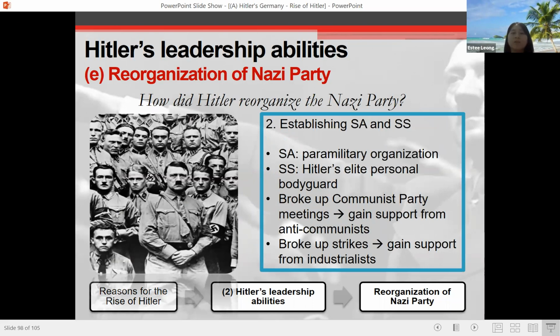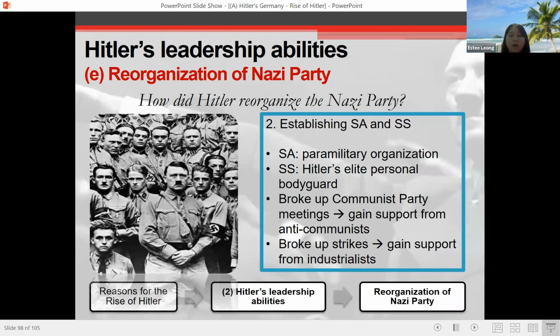And he established the SA and the SS. These two organizations are basically paramilitary organizations. They have arms; they're equipped with weapons. The SA is a paramilitary organization, paramilitary meaning that they are not under the control of the actual government's military. So it's paramilitary, like para. It is a military organization, but it's not official. And the SS was Hitler's elite personal bodyguard.